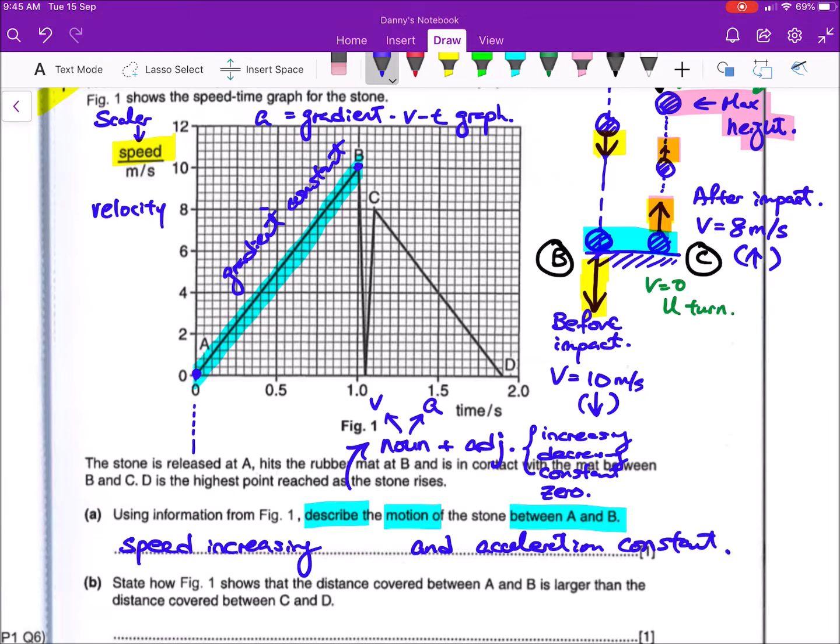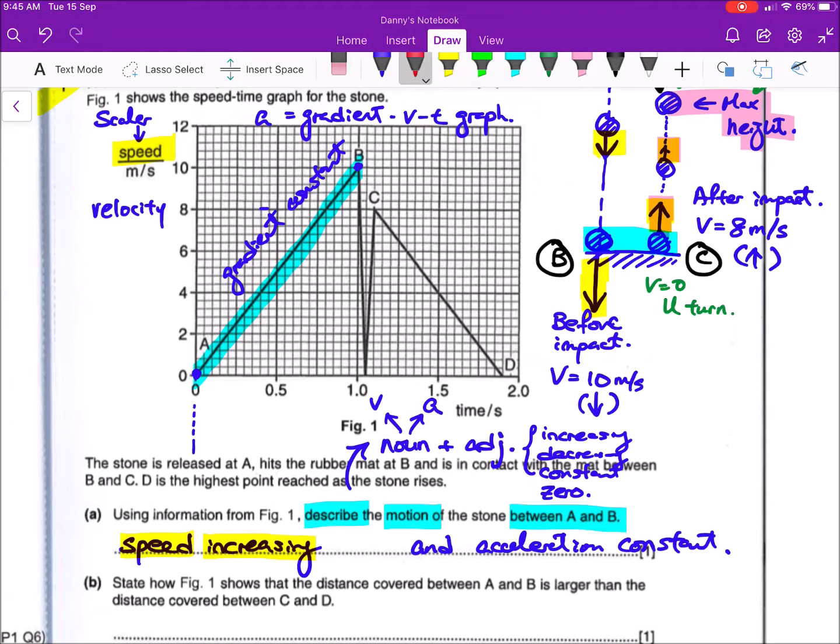Gradient is constant, so therefore acceleration is constant. So that's it. Now if you are in my class, whenever we talk about speed and I say that it is increasing, I need to also tell the examiner what kind of increase there is. Is this increment constant or is this increment changing?